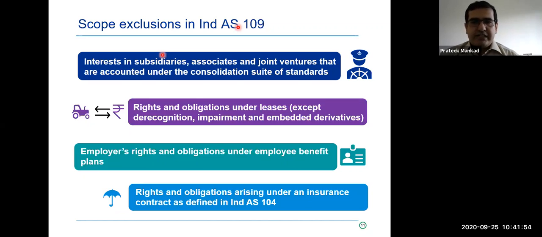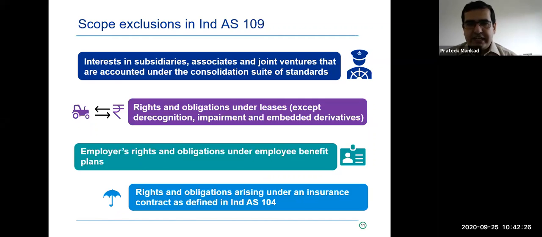Employers' rights and obligations under employee benefit plans. Again, this is out of scope of 109 because basically the accounting for plan assets is under the Ind AS 19 standard on employee benefits. Insurance contracts are also financial instruments because in some way it's like a guarantee contract where if an event happens, the insurance company or the insurer has to pay out money. So it's a financial instrument, but a separate standard deals with it. That is out of scope.